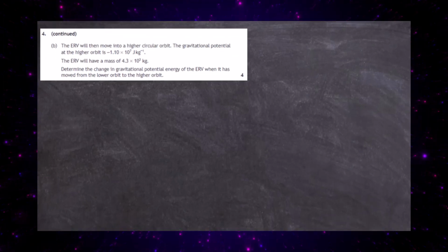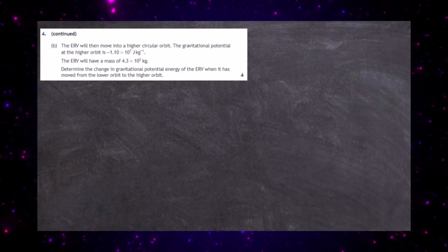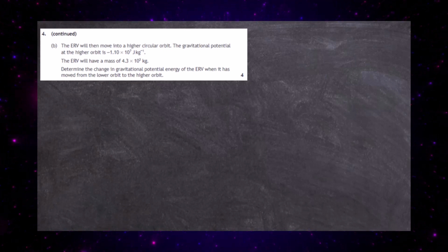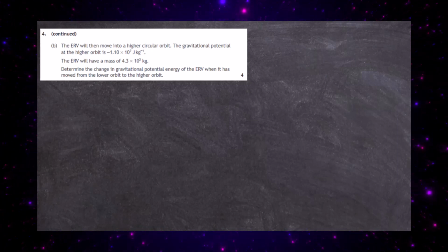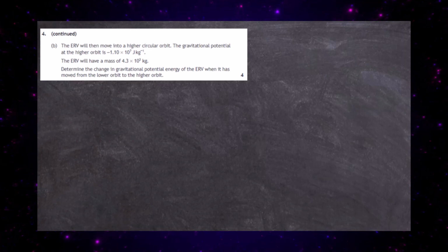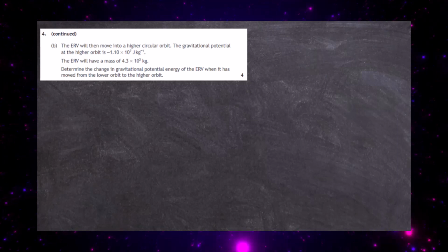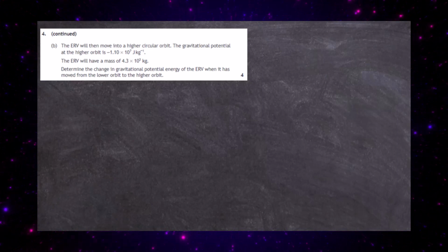Question 4, continued, part B. The ERV will then move into a higher circular orbit. The gravitational potential at the higher orbit is minus 1.10 times 10 to the power 7 joules per kilogram. And the ERV will have a mass of 4.3 times 10 to the power 3 kilograms. And for 4 marks, we're asked to determine the change in the gravitational potential energy of the ERV when it is moved from the lower orbit into the higher one.